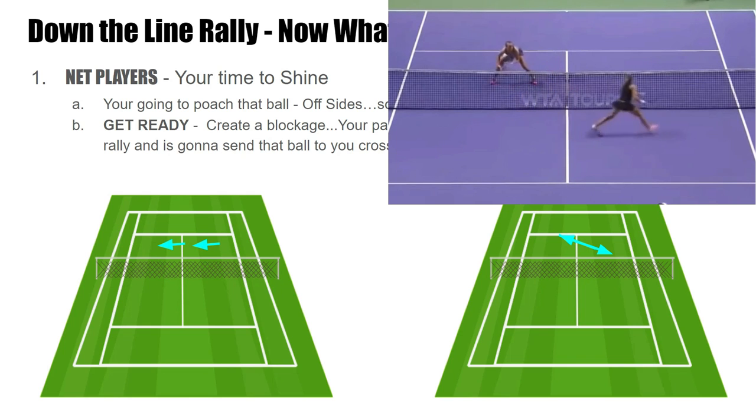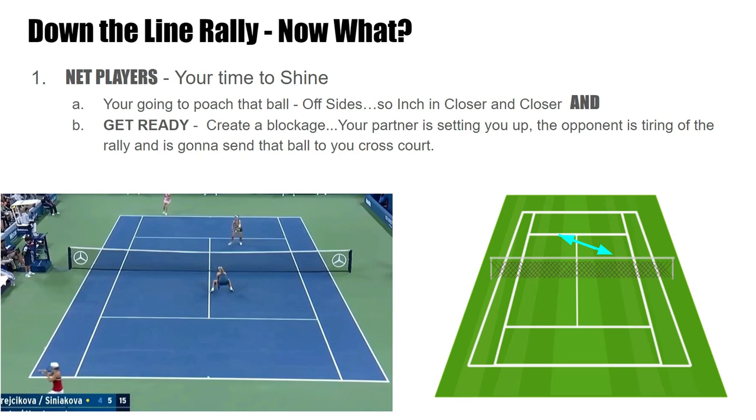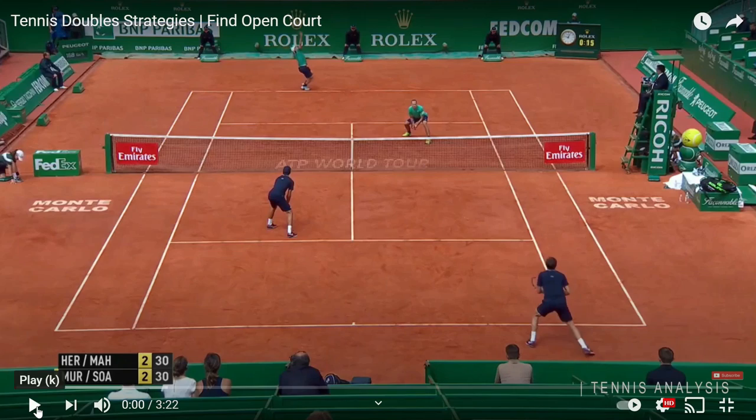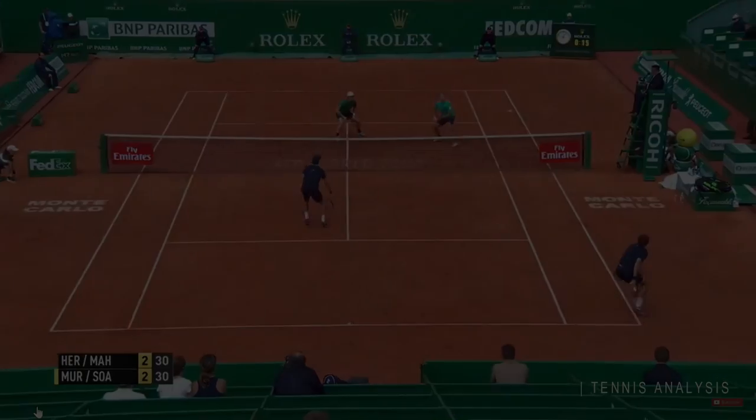You've got to be ready because if they take the offense and that baseline player decides to rip it across court, you have got to be that blockade and put that ball away. Be ready for it. It's coming back or it's coming to you. Either one, you've got to be set for it. And that concludes this week's lesson on the lob strategy.